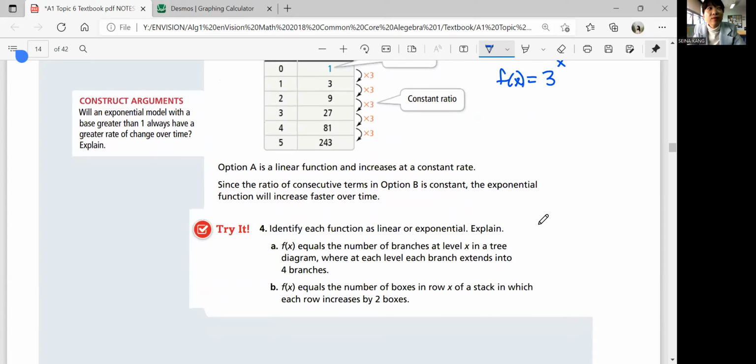Number 4, identify each function as linear or exponential. Explain. Part A, f of x equals the number of branches at level x in a tree diagram where each level, each branch extends into 4 branches. Is this linear or exponential? Explain. Part B, f of x equals the number of boxes in row x of a stack in which each row increases by 2 boxes. Is this exponential or linear? Explain.